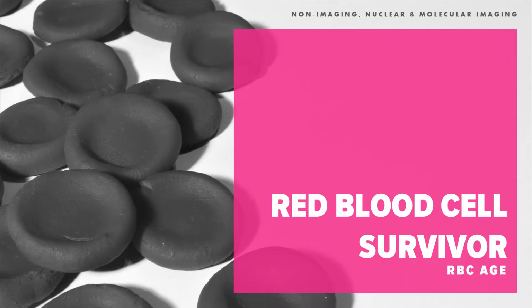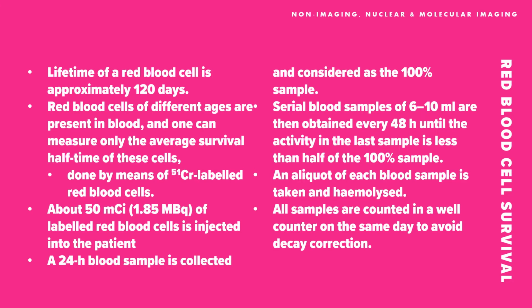Interestingly, the same kind of radiolabeled non-imaging method can be used to determine red blood cell survival, the red blood cell age. So you can actually determine the age of your red blood cells using radionuclides. So it's not just the amount of red blood cells or the blood volume we are talking about, we can also determine the age of our RBCs. In general, the lifetime of our red blood cells is about 120 days, which is about 4 months, with some slight individual differences.